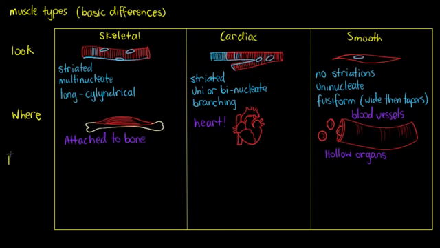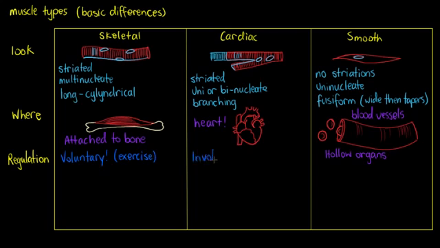Are they going to be voluntary or involuntary? Do we control it or does our body control it? Skeletal muscle, we know we control that, right? So it's voluntary. We don't just go to the gym in the afternoon or the morning and then mysteriously our arm starts curling itself. We have to tell it to. So skeletal muscle is voluntary.